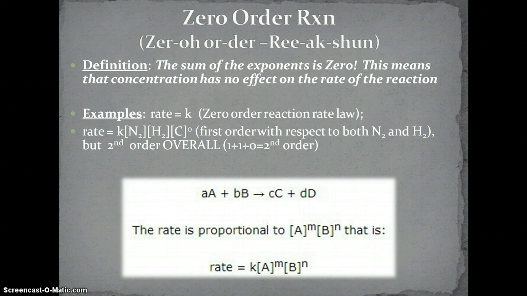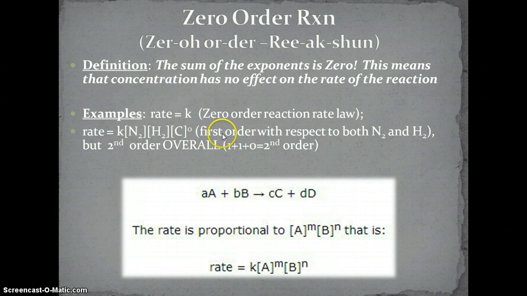Zero order reactions. Now this is something a little bit different. Say the sum of the exponents is 0. That means that the concentration or the pressure have no effect on the rate of the reaction. So we'll write that like this: the rate equals k. Because something raised to the 0 is 1. 10 raised to the 0 power is 1. 500 raised to the 0 power is 1.